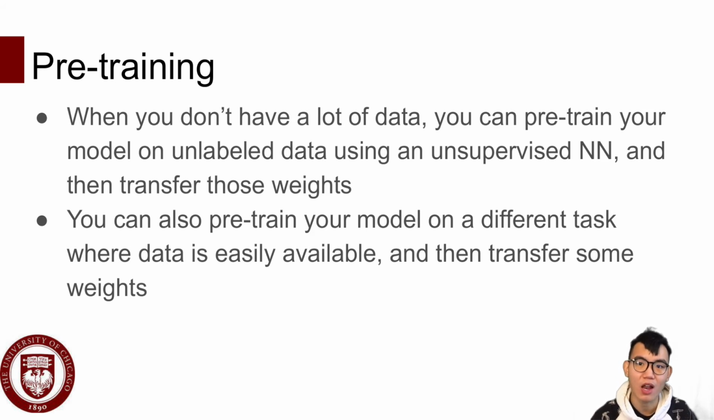When you don't have a lot of labeled data, you can also try pre-training, which involves training your model on unlabeled data using an unsupervised neural network and then transferring those weights. We haven't gone over any unsupervised neural networks yet, but we can discuss this later on. Similarly, you can also pre-train your model on a different task and then perform transfer learning.